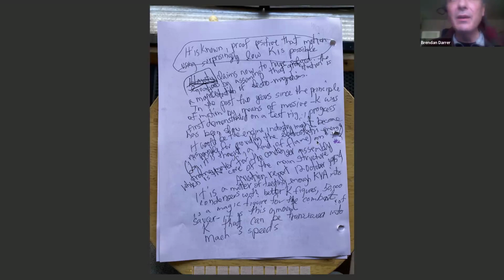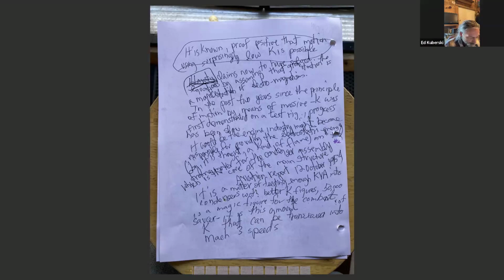The flame maker for the condenser assembly, which is the core of the main structure. Aviation Report, 12th of October, 1954.